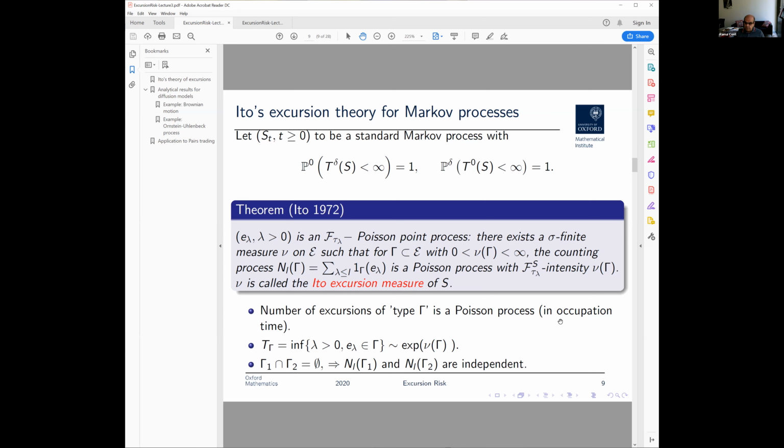And maybe after the break, I will go into some of these issues and say what we know about this nu in general, in some examples, and how we can deal with it. But the study of this Ito excursion measure has been the focus of huge literature since the 70s, especially in the 80s and 90s. There was a lot of progress concerning Brownian motion mostly, but also concerning some diffusion type processes. So I will very briefly describe some of these interesting results, and then we will apply them to specific models which we're interested in.